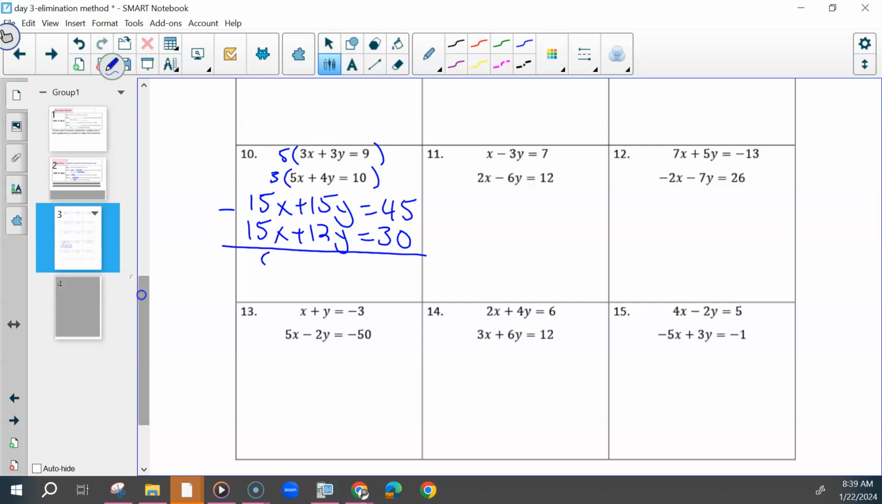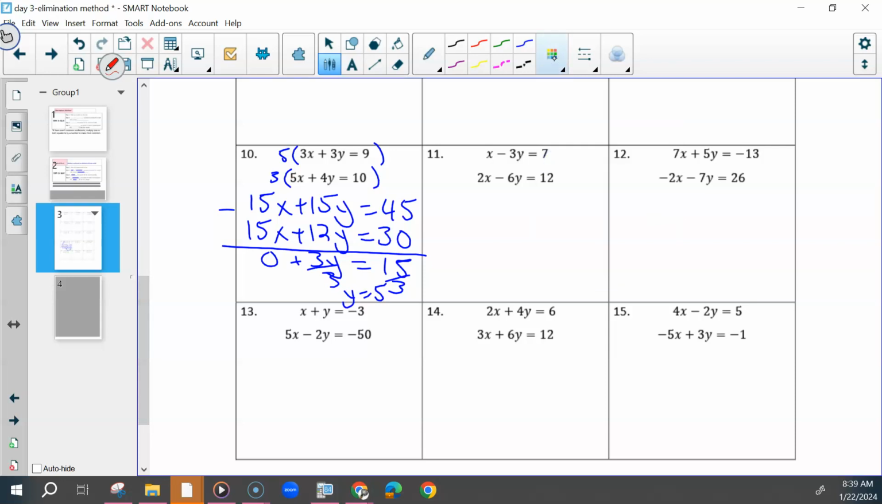So we have 0 plus 3y equals 15. Divide both sides by 3. Once you have y equals 5, then you now have 4 options where to put that back into: the original 2 or either of the ones you just changed. Pick one of them.